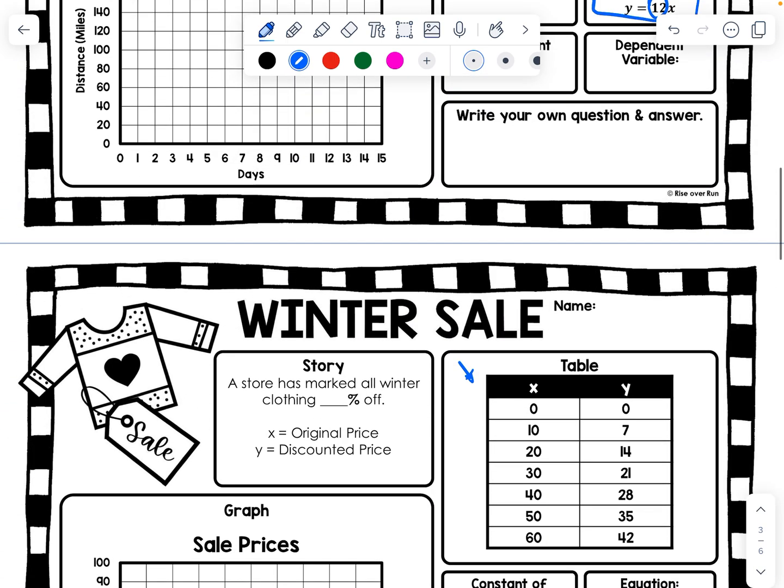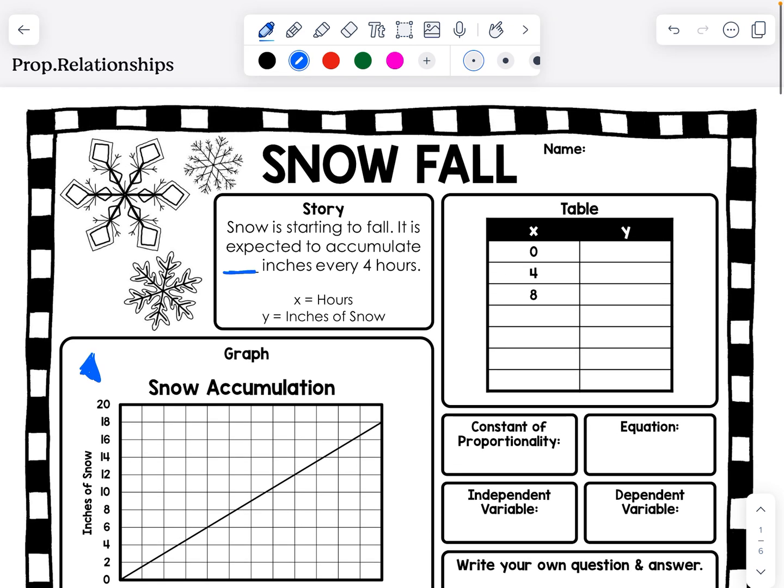Once you finish all these 4 situations, you can take a picture or do a screenshot of your work if you are doing it on your iPad, or a picture of your work, and turn it into Schoology. And that's it.